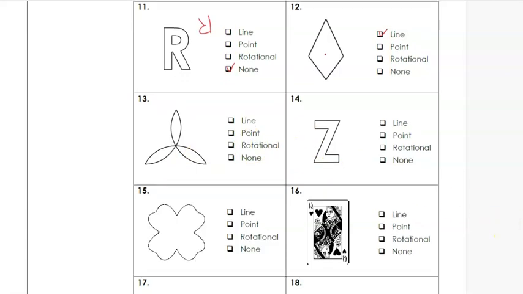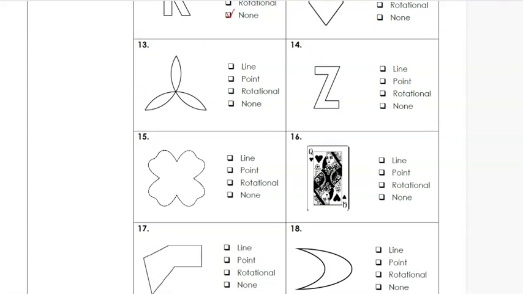All right, and then for number 13, let's see, can we draw a vertical line right down the middle and create two equal halves where if we folded on the red line, these two halves would match up? And yeah, it looks like we can. So 13 would have line symmetry.